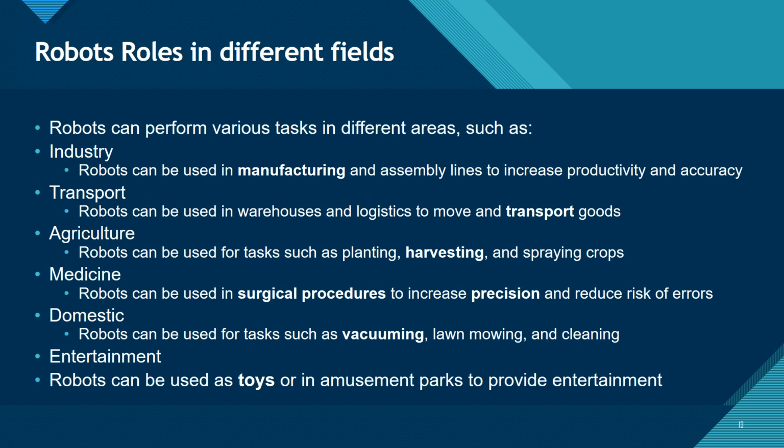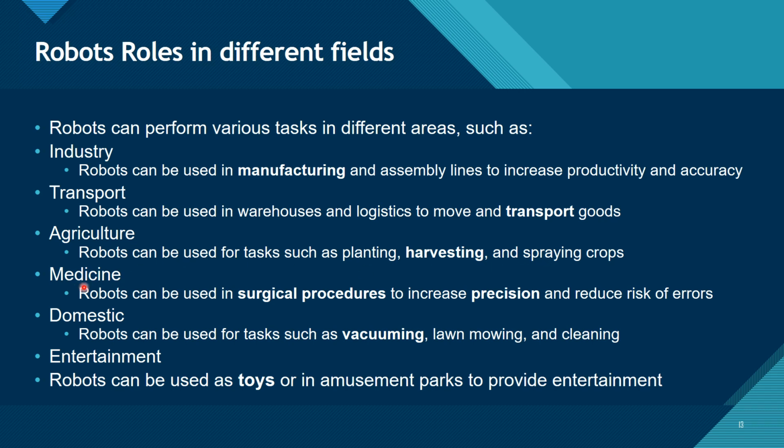So there are different fields where we are using robots. Some fields I have mentioned over here. In industry, we are using them for different purposes, manufacturing and assembling lines. In transport, we are using them for warehouses and logistics to move and transport goods. In agriculture, we are using them for planting, harvesting, and spraying crops.